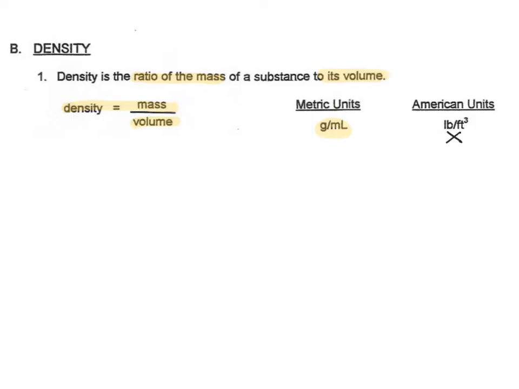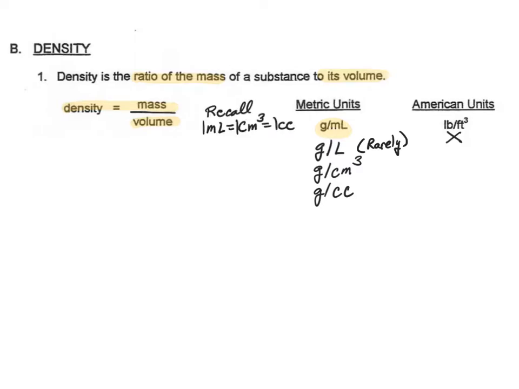Some other units that you'll see for the metric system, sometimes you'll see grams per liter, although that is rare. The other ones that you commonly see, though, are grams per cubic centimeter or grams per cc. And so those two are both commonly used because they are exactly the same as the grams per milliliter unit. Recall that 1 cc equals 1 cubic centimeter equals 1 milliliter.